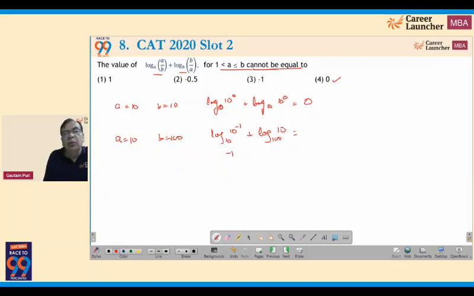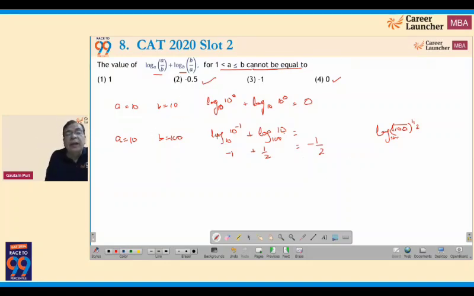And this is 1 by 2. After all, what is 10? Under root of 100. Log of 10 base 100 is nothing but log of under root 100 base 100, which is half. So minus 1 plus half equals minus 1 by 2. So minus 1 by 2 can also be the answer. Now please tell me what the answer should be.